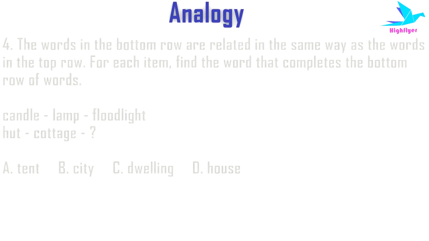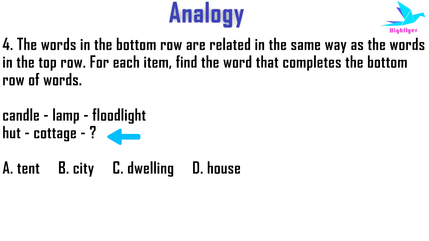Next example, the words in the bottom row are related in the same way as the words in the top row. For each item, find the word that completes the bottom row of words. First row is candle, lamp and floodlight, and the second row is hut, cottage and the required word. Now here the options are tent, city, dwelling or house.